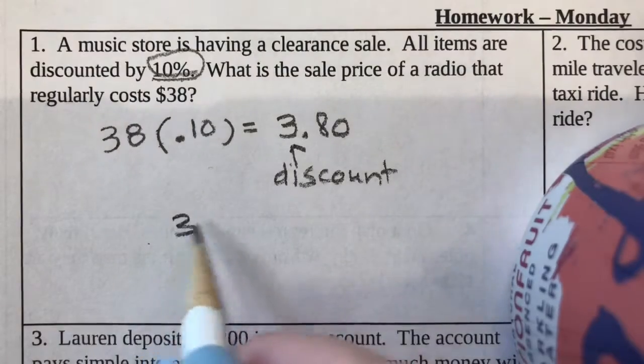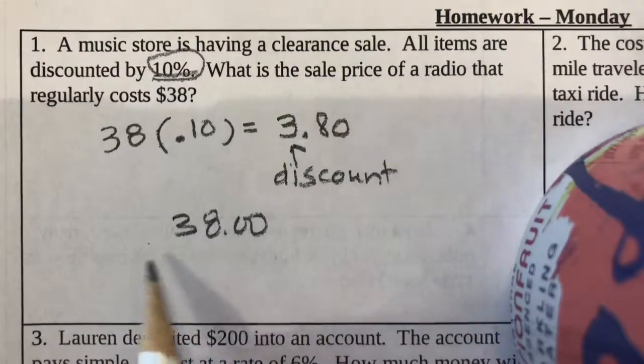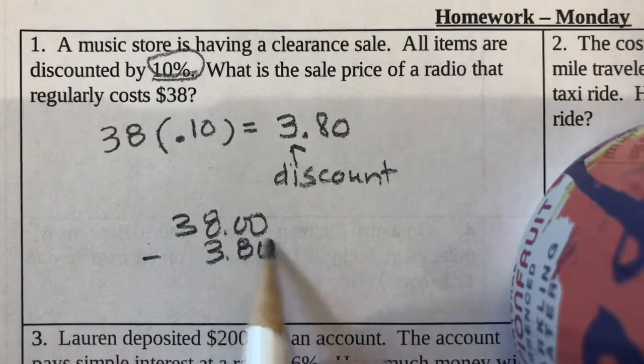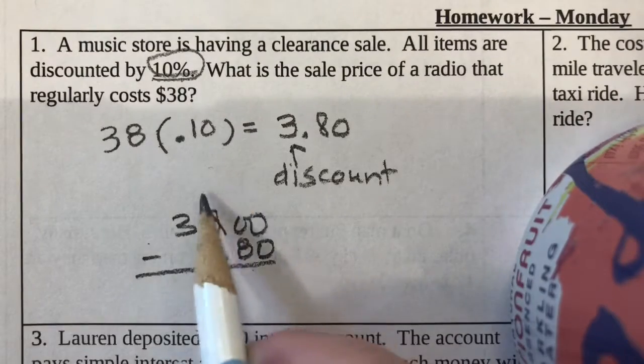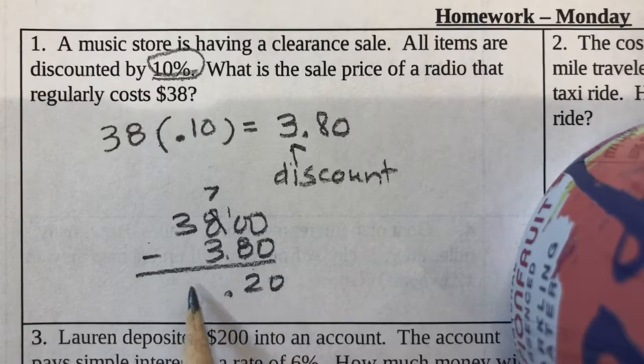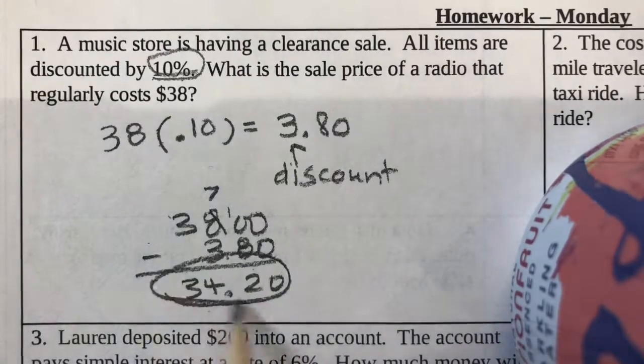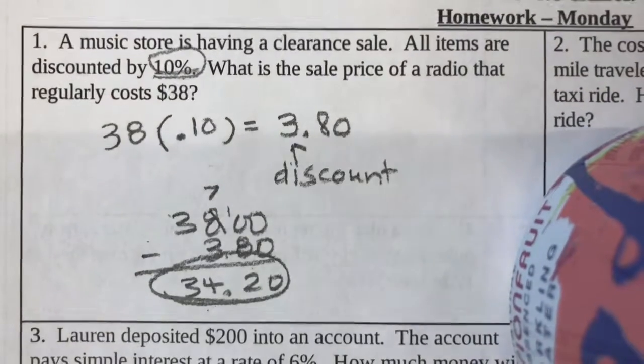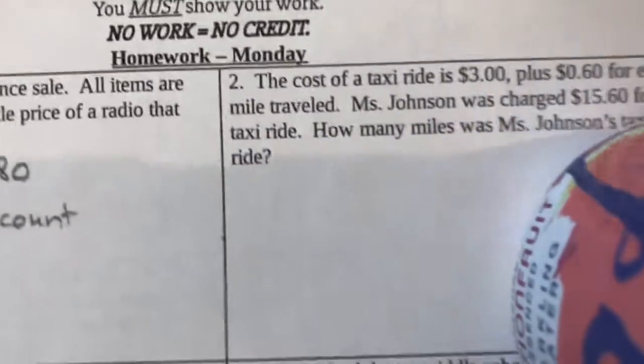So I'm going to take $38 and subtract 3.80. And when I do that, of course, I'm going to have to borrow across. It's going to give me a value of $34.20. All right, moving on to number 2.